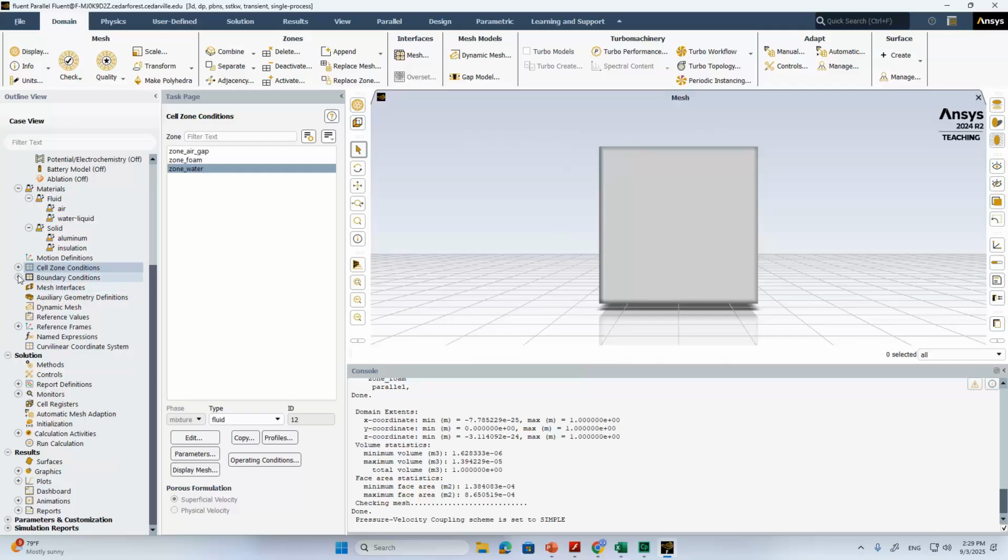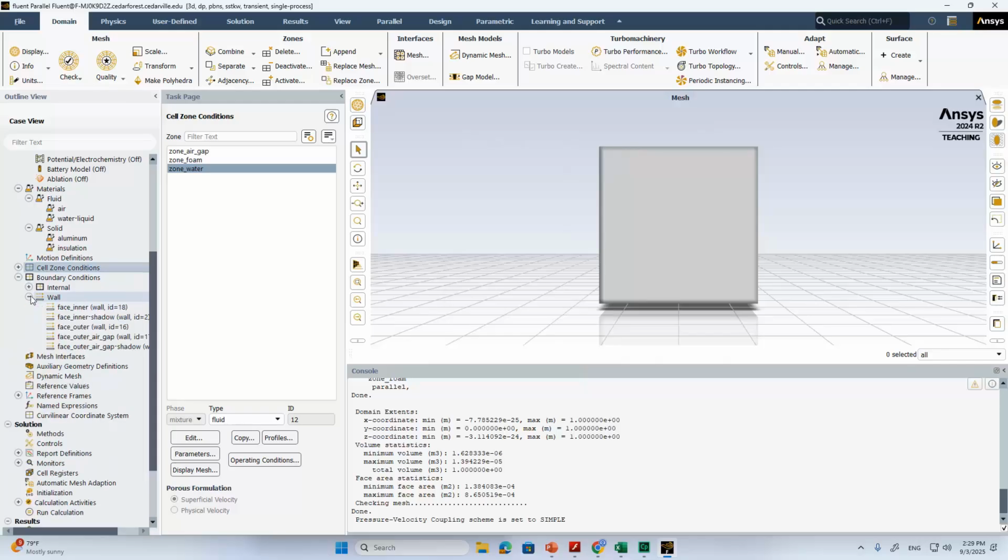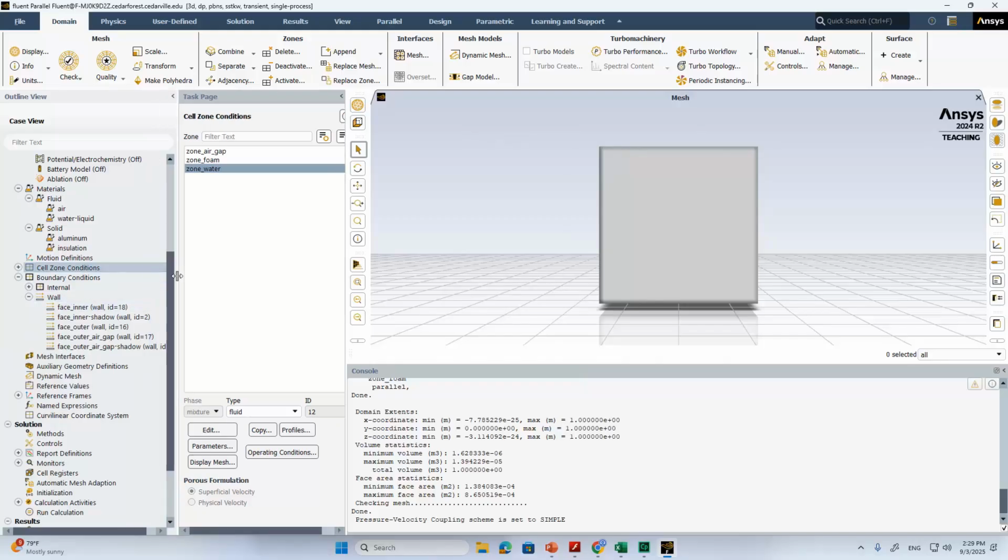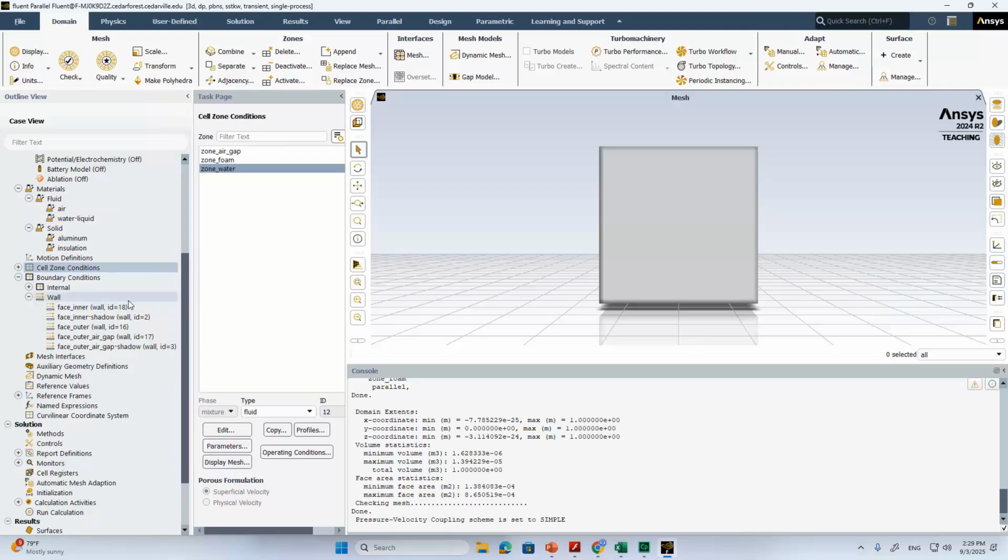Okay, then boundary conditions. Remember that we defined lots of boundaries, right? Surfaces when we created this geometry. They are all grouped in this category called walls. Indeed, they are walls, but anyways, here the point is that you don't really need any boundary conditions for those interfaces. Like the interface between the inner container and the air gap, or the interface between the outer insulation layer and air gap. They do not really need any boundary conditions.